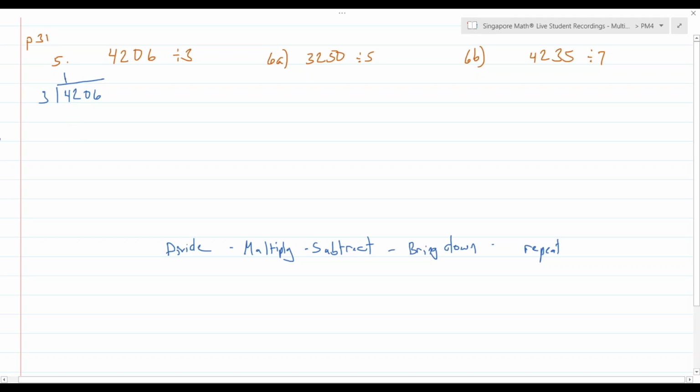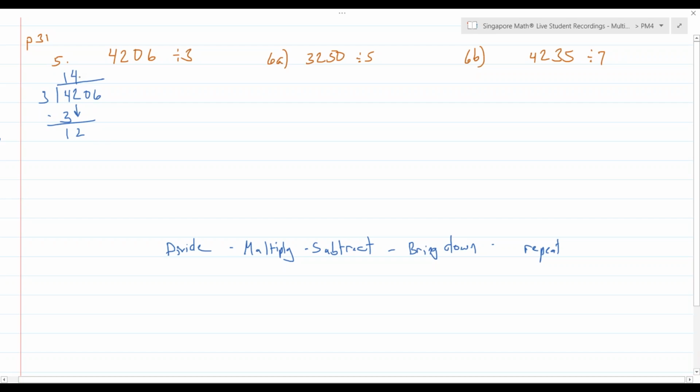And then I'm going to multiply. 1 times 3 is 3. And then subtract. 4 minus 3 is 1. And then bring down a 2. And now I have the same thing to do again. What is 12 divided by 3? Well, that's easy. That number is 4.